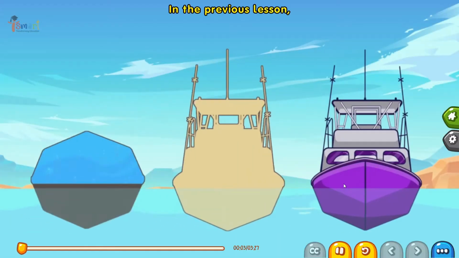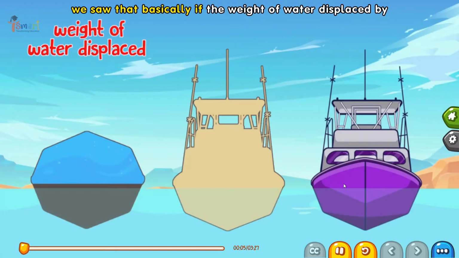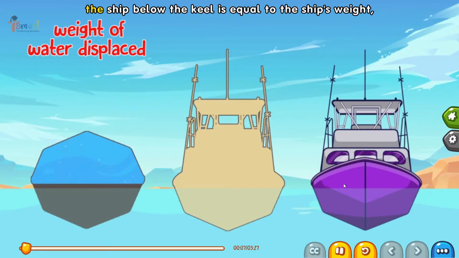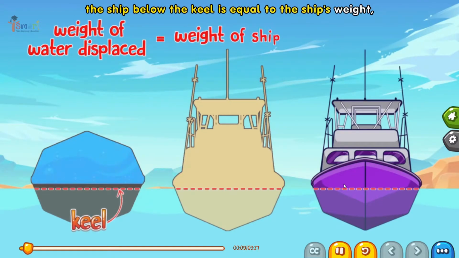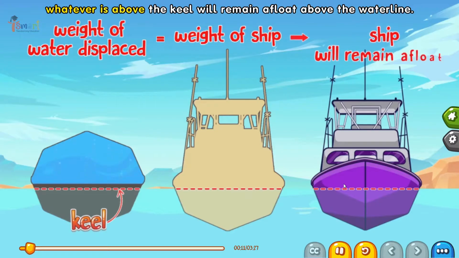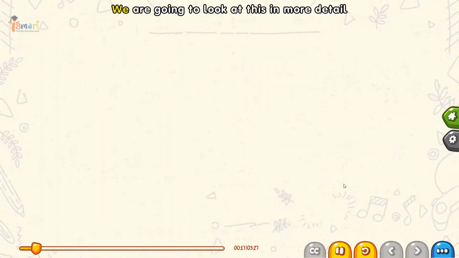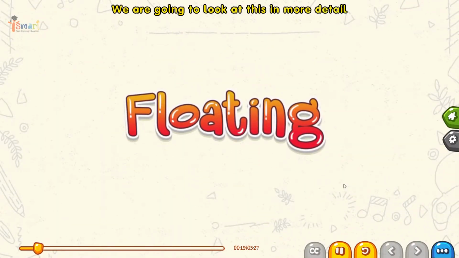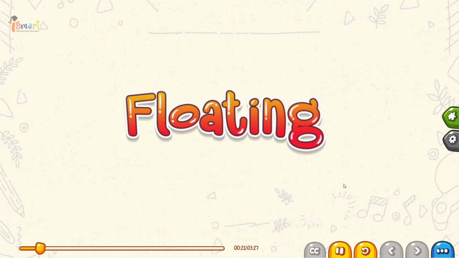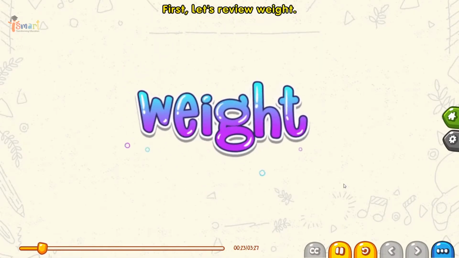In the previous lesson, we saw that basically if the weight of water displaced by the ship below the keel is equal to the ship's weight, whatever is above the keel will remain afloat above the waterline. We are going to look at this in more detail in this lesson. First, let's review weight.